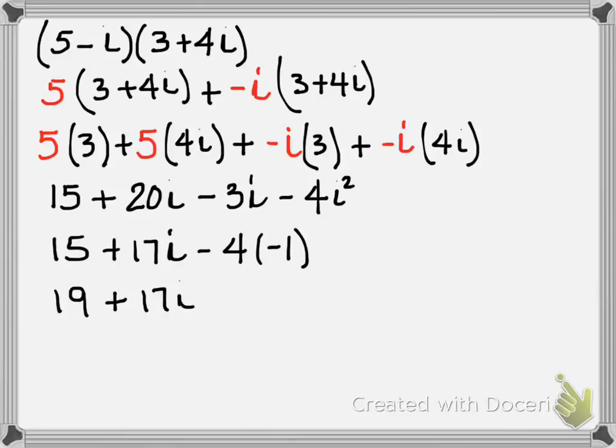That's the complex number obtained by multiplying the complex numbers 5 minus i and 3 plus 4i.